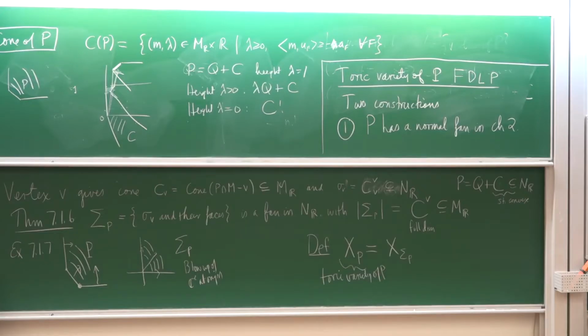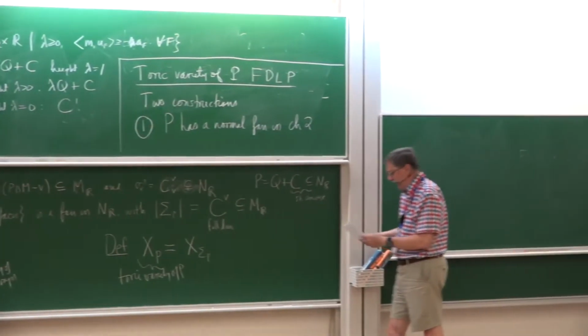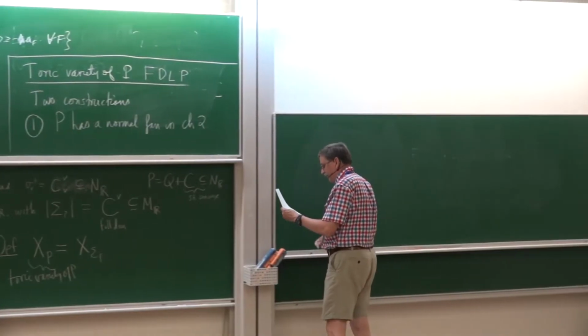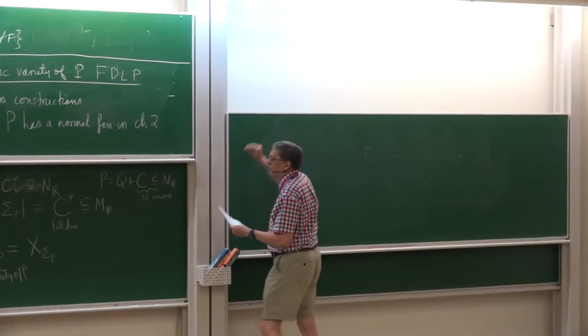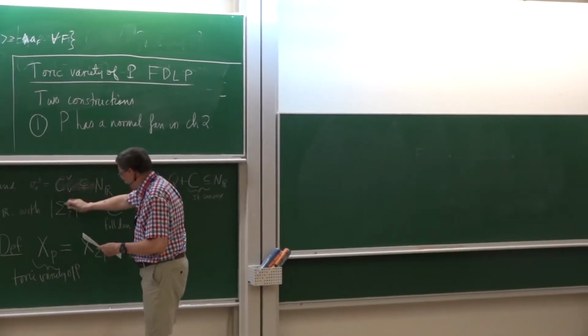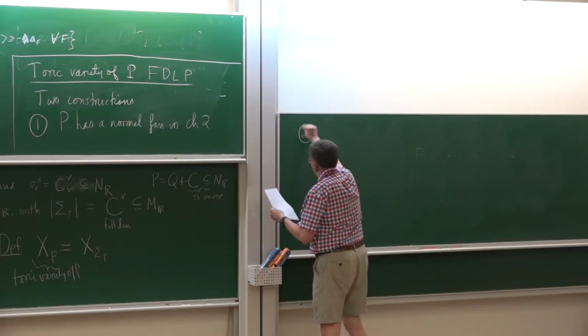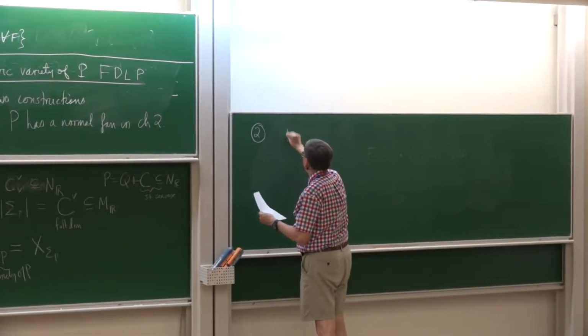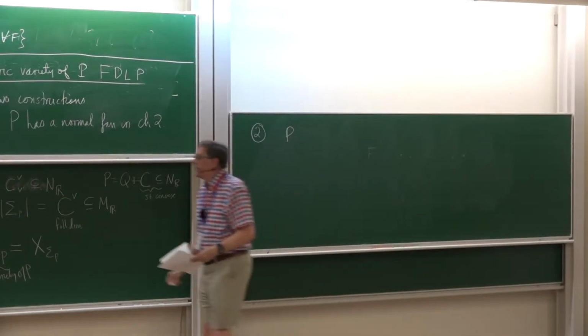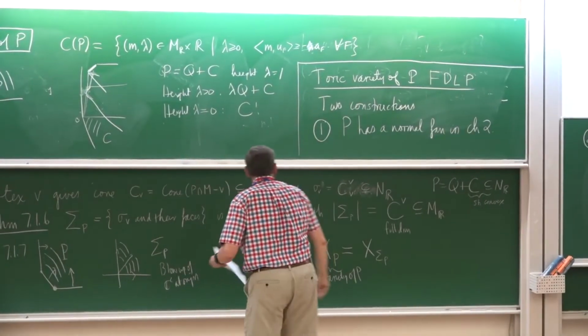But it turns out that modern algebraic geometry has some very powerful ways of creating varieties. And so remember, I'm doing two constructions. So P gives a normal fan, gives this. But P also gives a semigroup algebra because I have this very nice cone here.